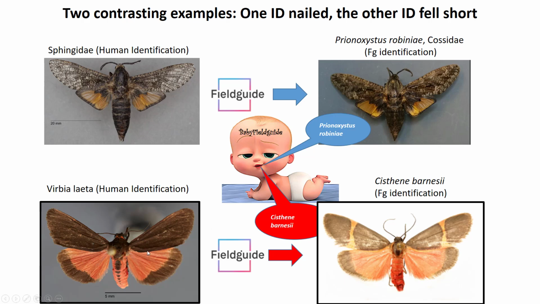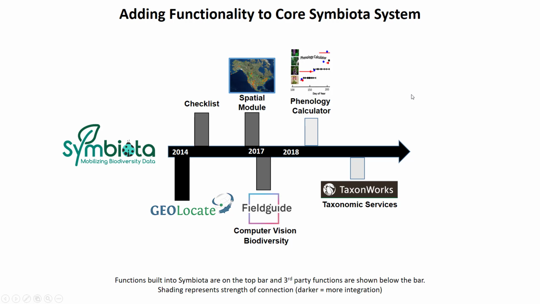Down below is an example where it didn't do that great. We're confident that the human identified the specimen correctly to species. Unfortunately, Field Guide thought that it was in a different genus. They're both arctiines, so it's close, same subfamily, but still has a ways to go on some of these specimens. And let me just end by saying that this is really exciting.